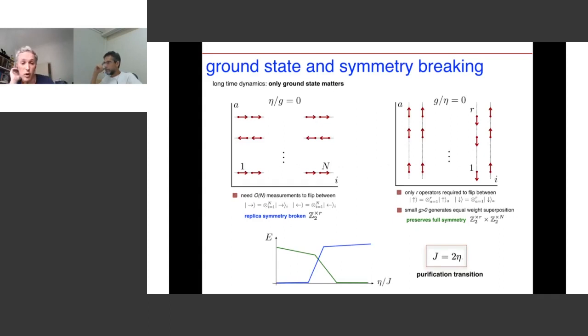And then one can also just calculate the energies of the corresponding candidates for the ground states. Comparing these energies, one sees that one ground state crosses over into the other true ground state at a scale which we would identify with the scale at which the transition takes place. And from this calculation, we would identify that at J equals 2 eta, the purification transition should take place, which is actually quite reasonable agreement with the simulations.